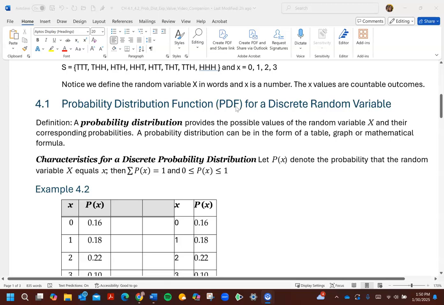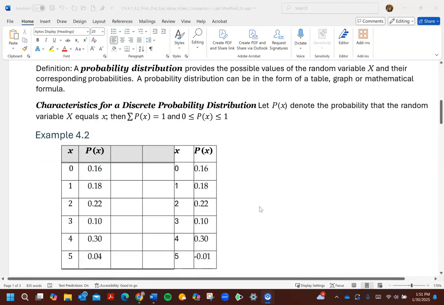Probability distribution functions, or PDFs, for a discrete random variable provide the possible values of the random variable x and their corresponding probabilities. This can come in the form of a table, a graph, or sometimes a formula. For these discrete probability distributions, P(x) denotes the probability that the random variable X, what you're talking about in words, equals the numerical value x. The sum, this is the sigma symbol here, the sum of P(x), all those probabilities added together, has to equal 1. And all the probabilities are 0 and anything up to 1, including 1. So 0 is less than or equal to the probability, which is less than or equal to 1.